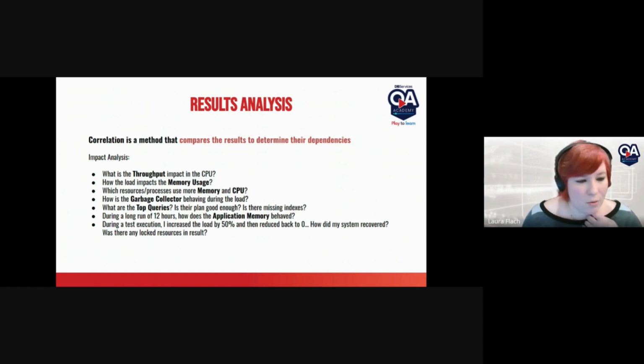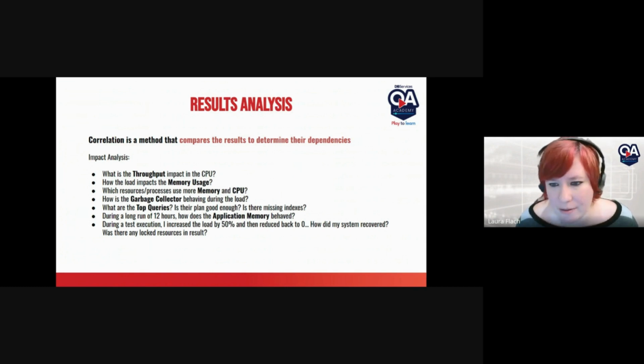During a long run of 12 hours, how does the application memory behave? Were there any leakages? During a test execution, for example, if you increase the load by 50% and then reduce it back to zero, how did my system recover? Did it recover? Were there any locked resources in the results? So there are many questions that you can ask to help you analyze and give meaning to the numbers.